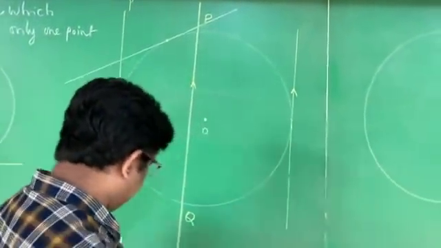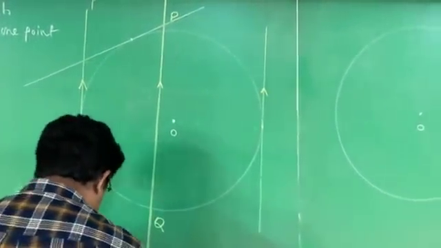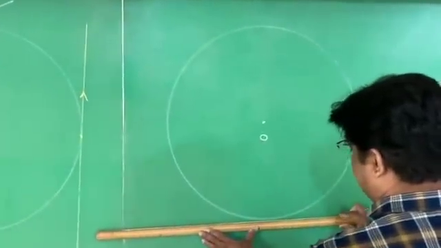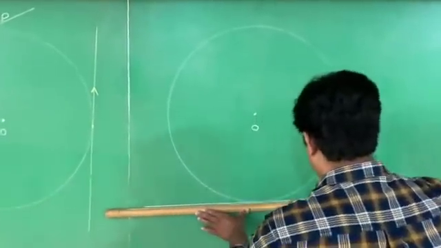Now, see, I write a tangent again. This chapter is mainly based on the tangent. See, I draw a tangent. Now AB is a tangent.